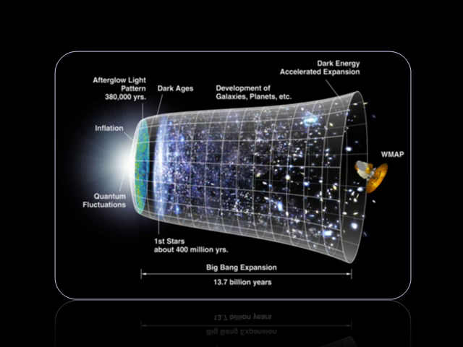About 300,000 years after that, the first particles emerge in the universe, protons and electrons, which ultimately coalesce to form atoms. When that takes place, the electromagnetic radiation that is the cosmic microwave background was produced. This is what is referred to on this diagram as the afterglow light pattern. This is the light associated with the creation of matter in the universe, and it's what we see as the cosmic microwave background today.